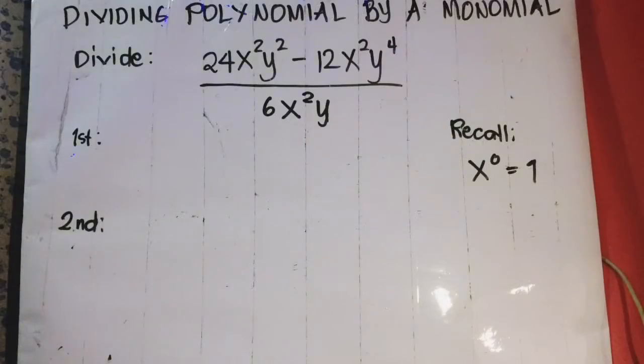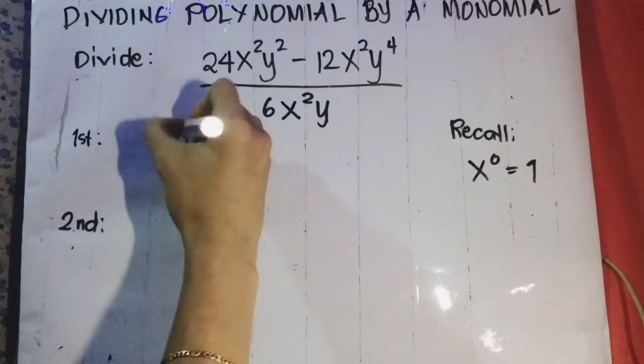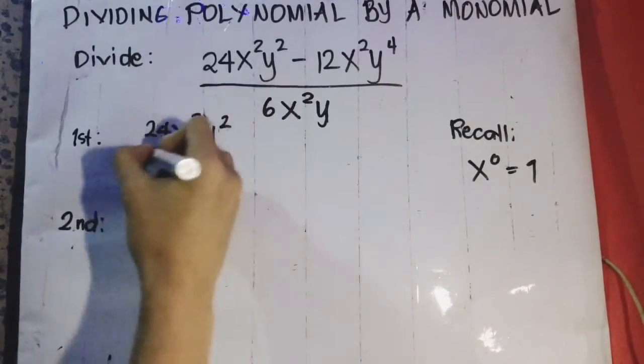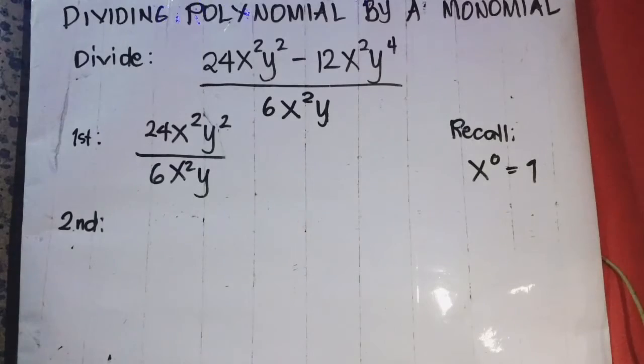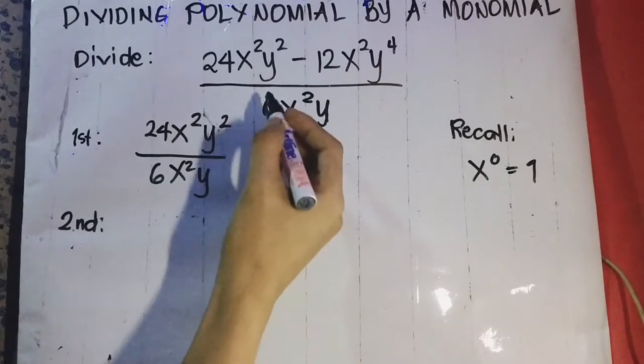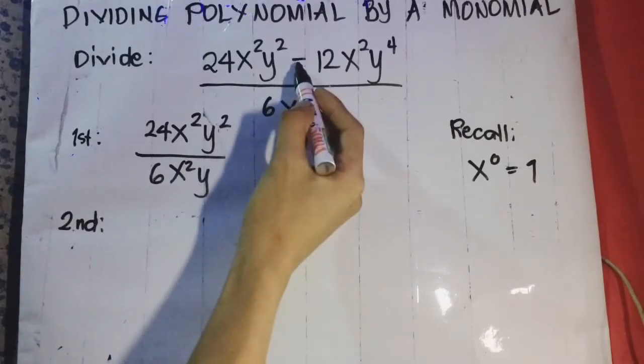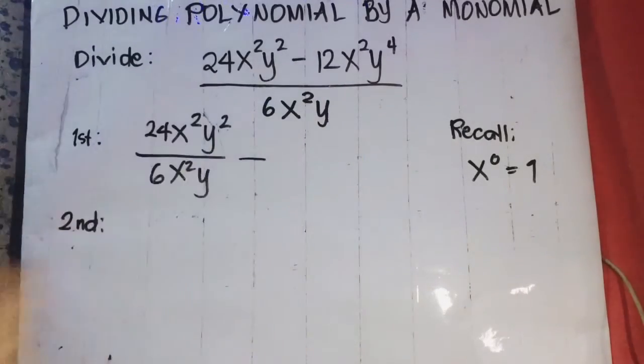And now let's proceed to the second example. We have 24x squared y squared minus 12x squared y to the power of 4 over 6x squared y. So we have two steps to solve the given expression. First step is to split the problem into pieces. So that becomes 24x to the power of 2, y to the power of 2 over your denominator, 6x squared y. What's the operation separating the two terms in the numerator? That is subtraction. That is why it is also subtraction here.